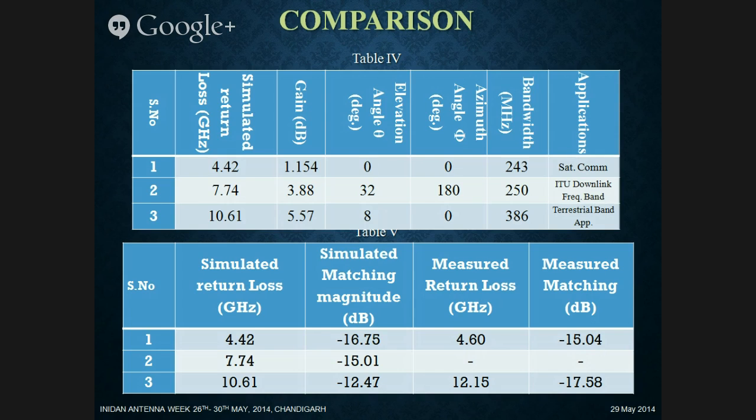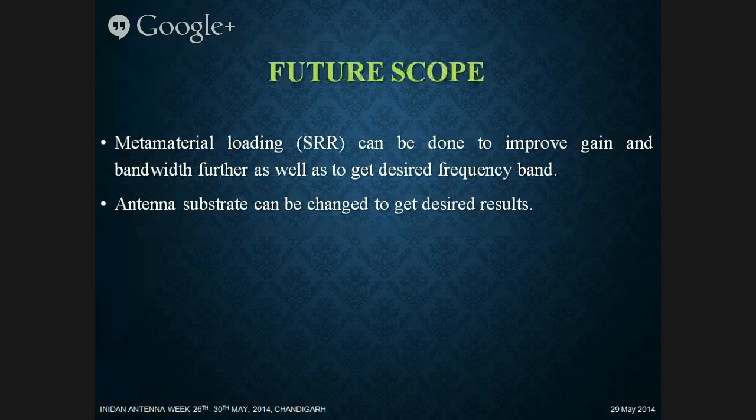For the future scope, metamaterial loading can be done to the same antenna to slightly shift the measured results to 10.61. So metamaterial loading can be done, and different antenna substrates such as RT Duroid can be used to utilize that frequency shift or to increase the gain. And these are the references. Thank you.